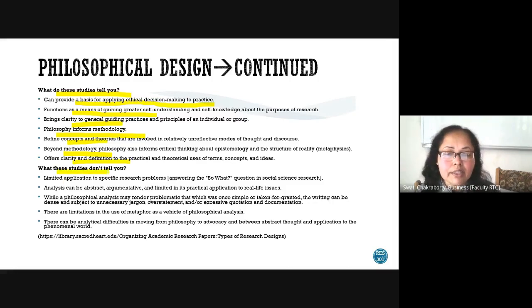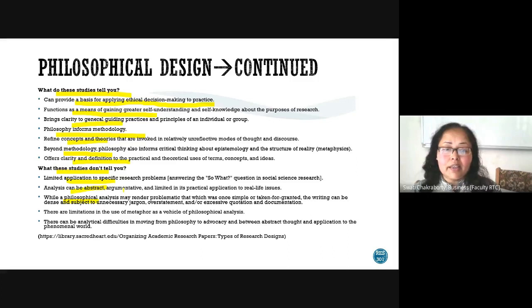What these theories don't tell us: limited application to specific research problems. Analysis can be abstract, argumentative, and limited in its practical application to real issues, while a philosophical analysis may render problematic that which was once simple or taken for granted.